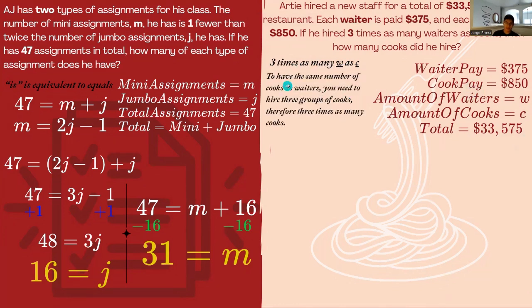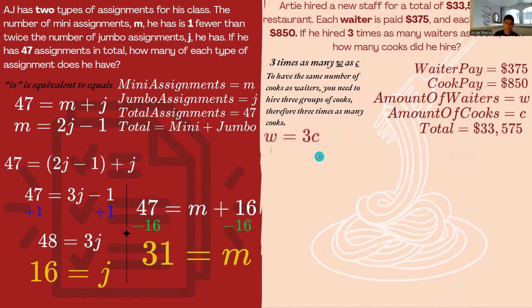So basically, what this means is, in order to have the same number of cooks and waiters, you need to hire 3 groups of cooks, so then a set amount of waiters that he has. So he has a larger amount of waiters than he does cooks. So that means that if you have a set number of cooks, right, and you multiply that number by 3, then that's going to give you the same amount of waiters, right?